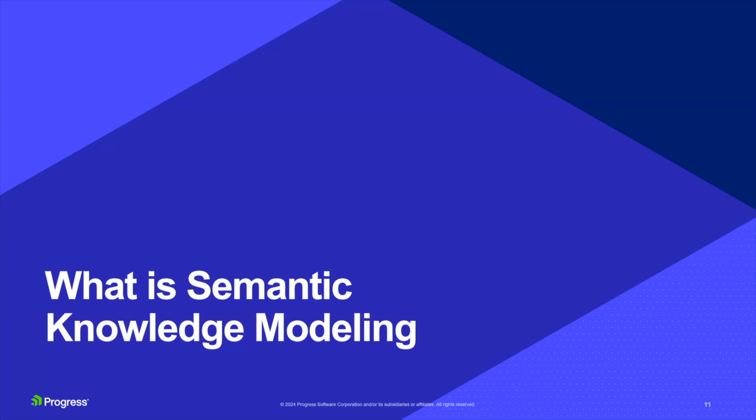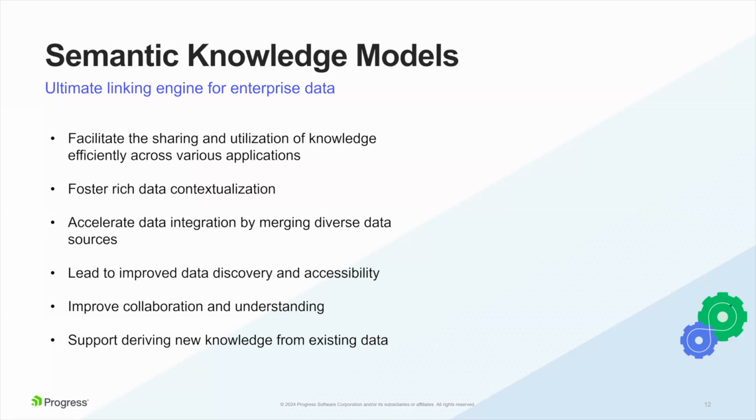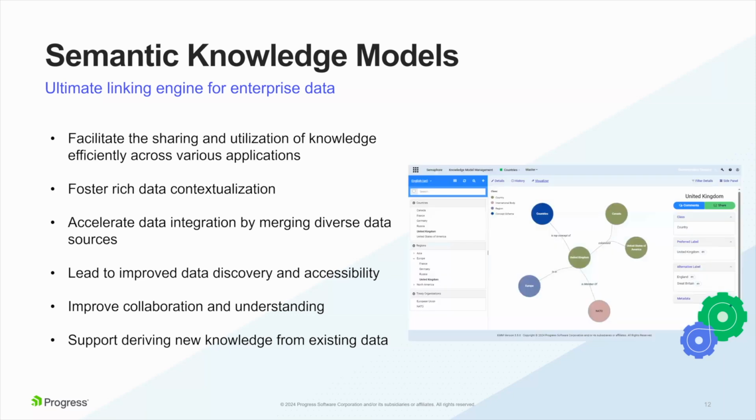So what is semantic knowledge modeling? Semantic knowledge models are the ultimate linking engine for enterprise data. What does a semantic knowledge model do? Well, a semantic knowledge graph mirrors real-world relationships and contexts. They provide rich data contextualization, enhanced data integration, improved data discovery and accessibility, just to name some of the advantages. And here's a little image of a representation in Semaphore of United Kingdom.